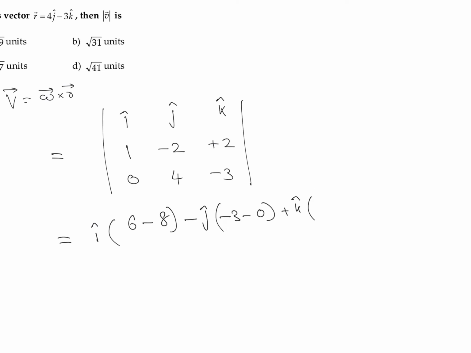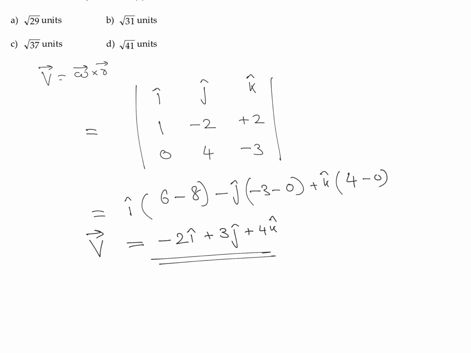Now if we are taking this k, we eliminate this column and row. So we write 1 into 4, that is 4, minus 0 into minus 2, that is 0. So this is equal to minus 2 i cap, plus 3 j cap and plus 4 k cap. This is nothing but our velocity vector v.